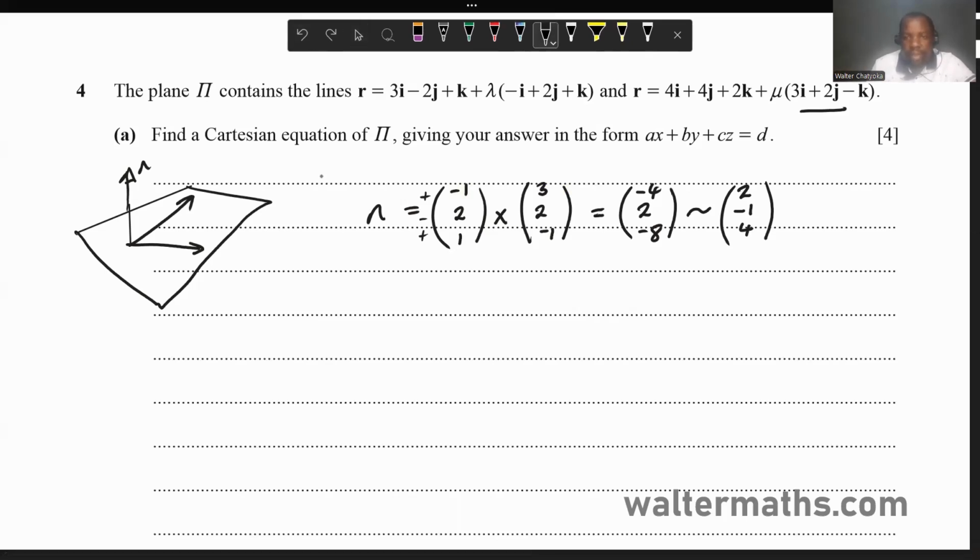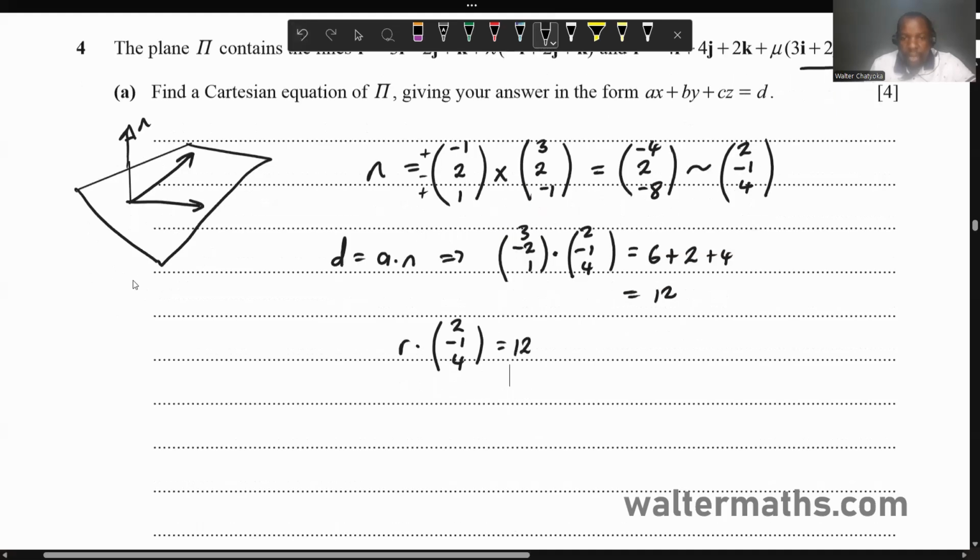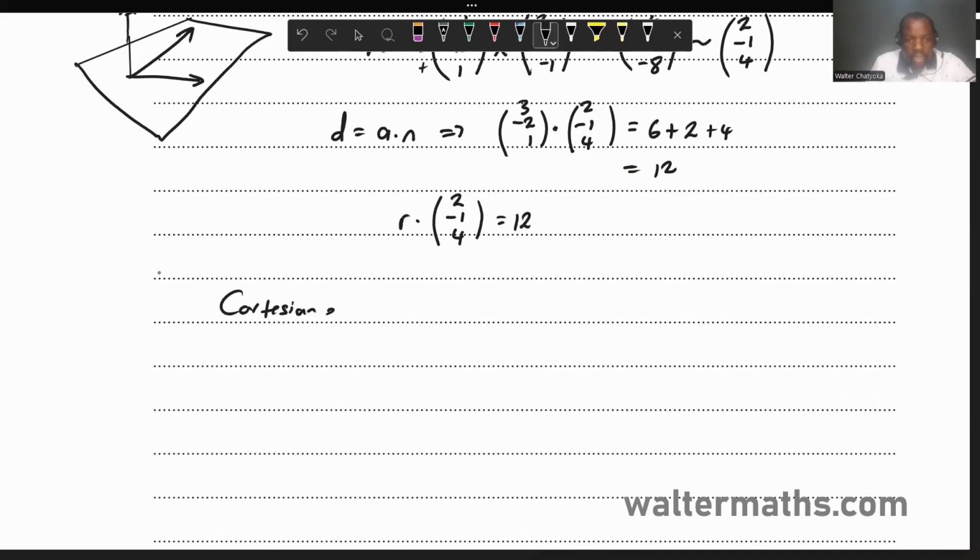Now, we'll also need to find d, which is found by a dot n. Basically, a is any point on the plane. We can take any point like this point, (3, -2, 1), dot n, which we got here, (2, -1, 4). The dot product is 3 times 2, that's 6, plus -2 times -1, that's 2, plus 1 times 4, that's 4. That gives us 12. So the vector equation is r dot (2, -1, 4) equals 12. But the Cartesian equation required is 2x minus y plus 4z equals 12. So that's the answer right here.